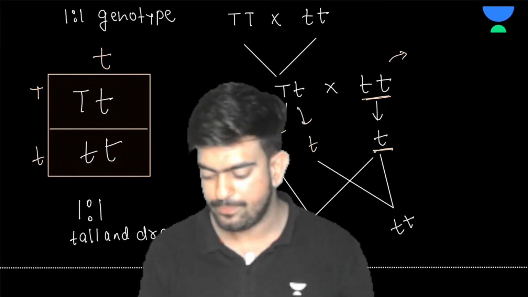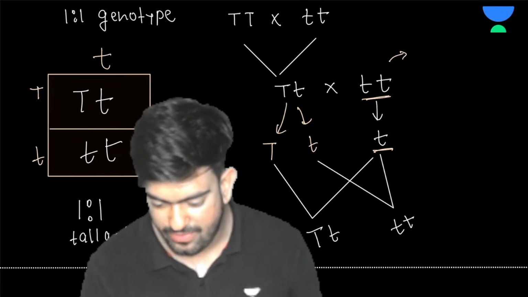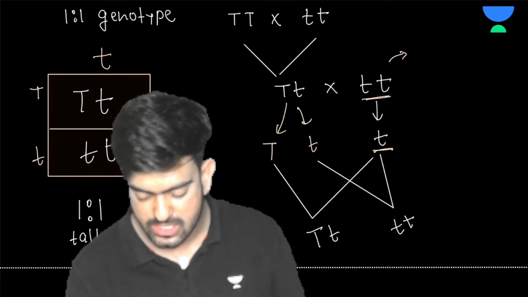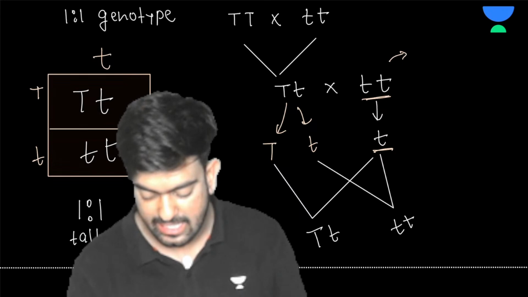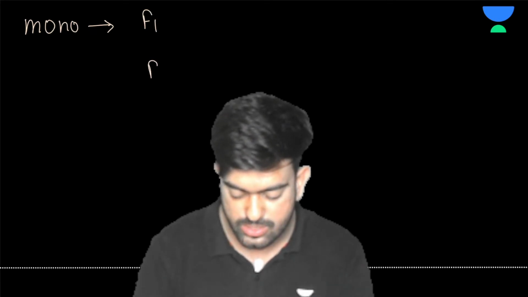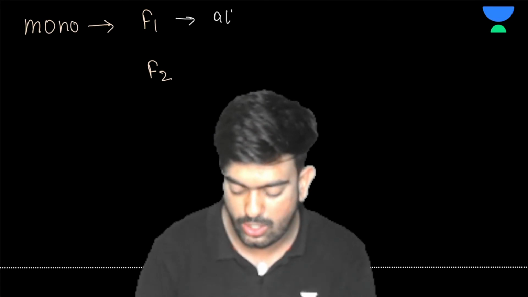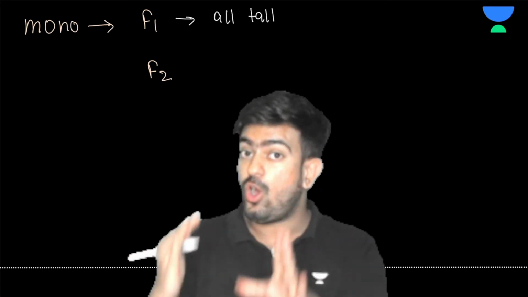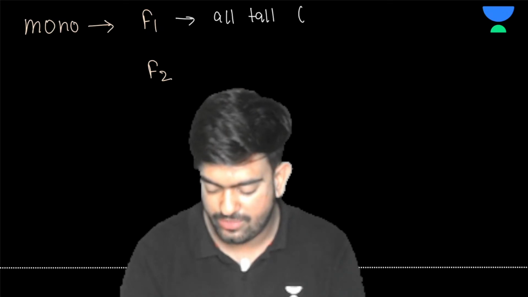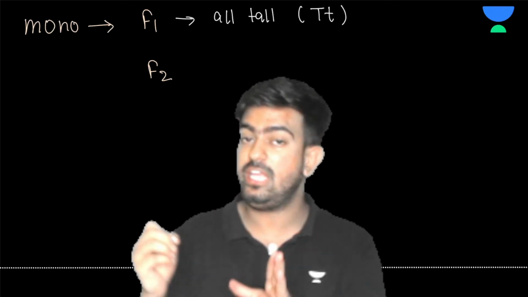Okay, clear? Now I'll make you revise all the things we have discussed in Mendelian genetics. First we discussed the monohybrid cross. Yes or no? Yes, sir. In the monohybrid cross we discussed the F1 and F2 generation. In the F1 generation we had all tall plants, and all those tall plants had capital T and small t genotype.